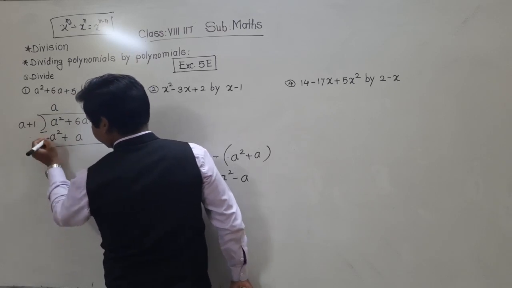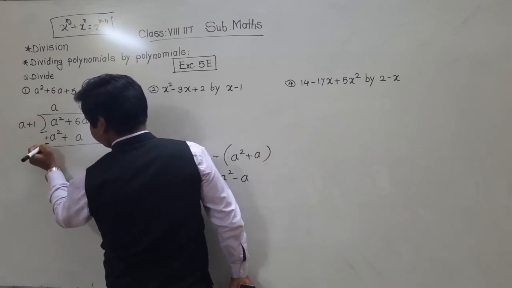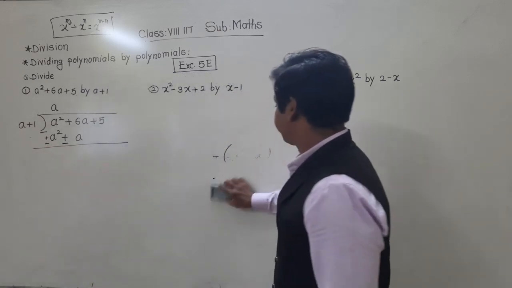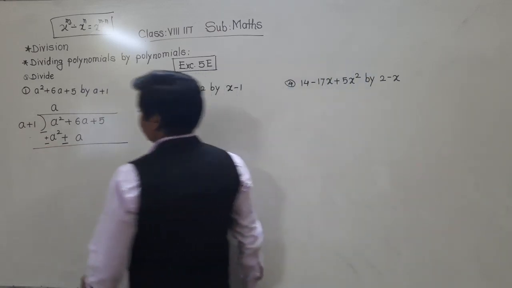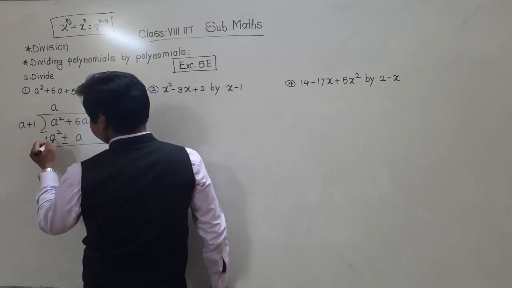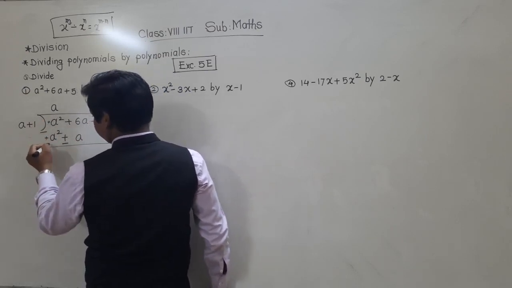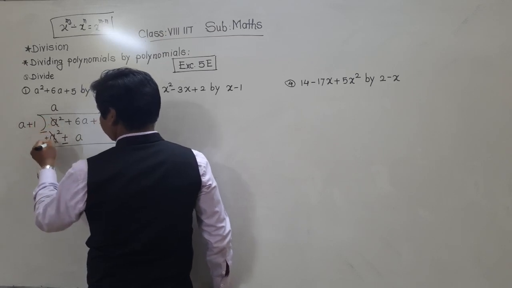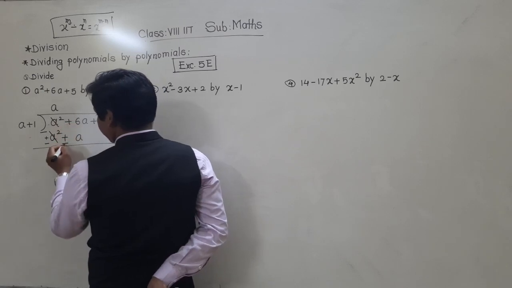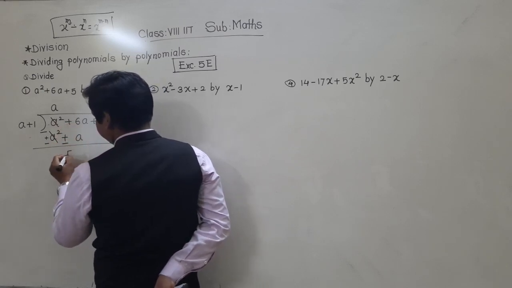So that I am writing here. This a has plus sign, no? It will become minus. This a has plus sign, it will become minus. Okay? Now subtract a square minus a square. This plus a square minus a square becomes 0. Good. 6a minus 1a. 6a minus 1a remain 5a.